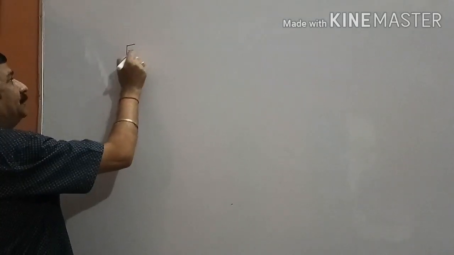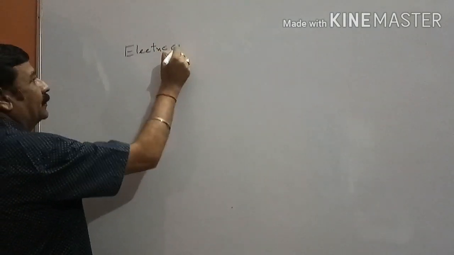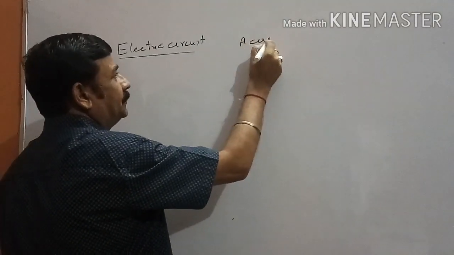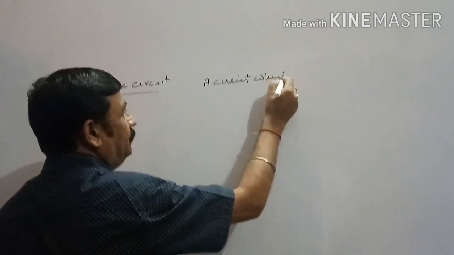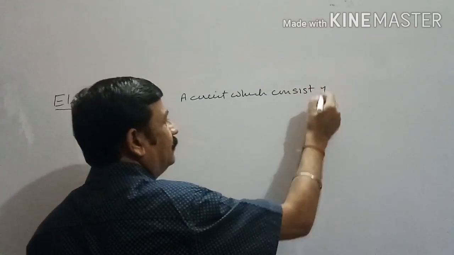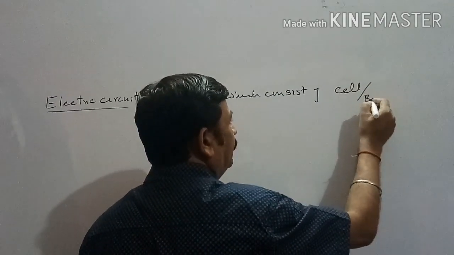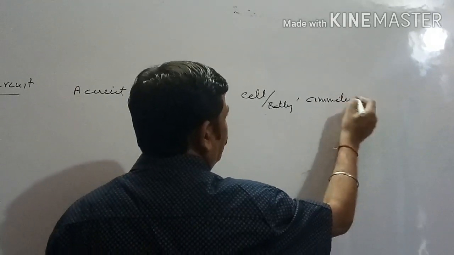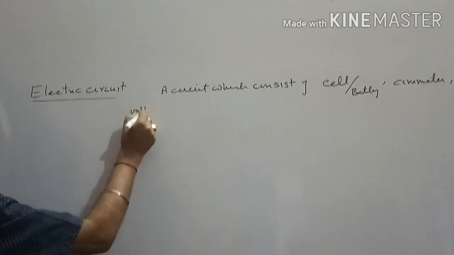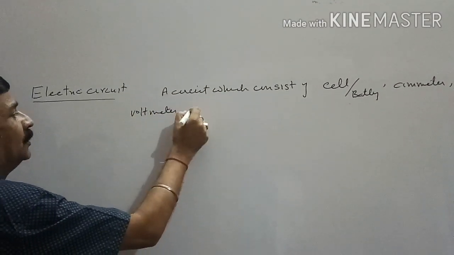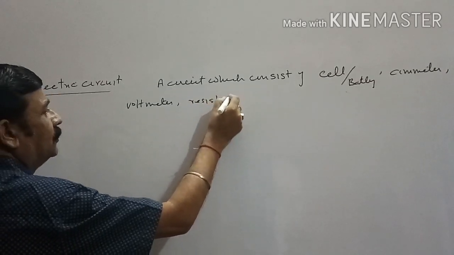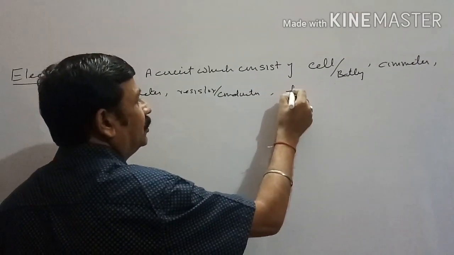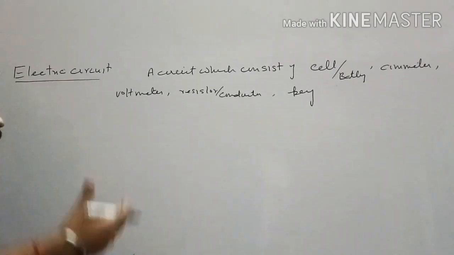What is an electric circuit? A circuit which consists of cell or battery, ammeter, voltmeter, resistor or conductor, and key is known as an electric circuit.